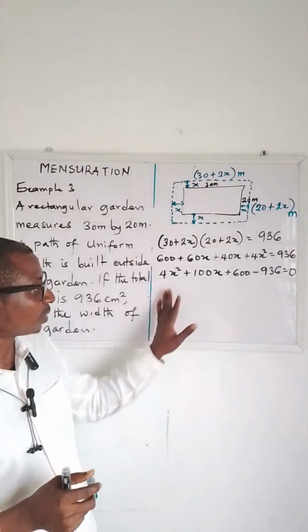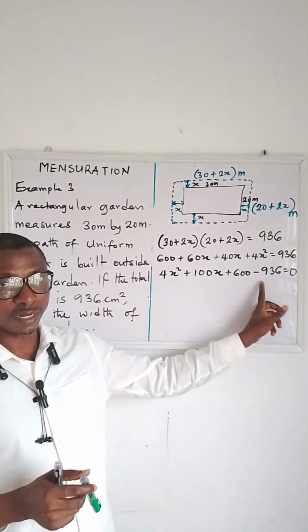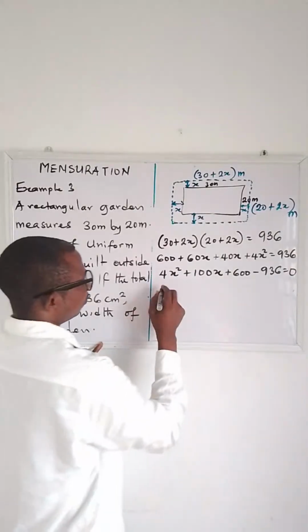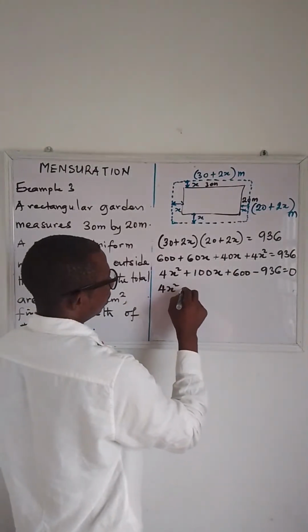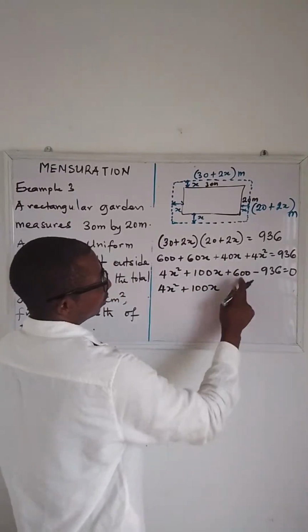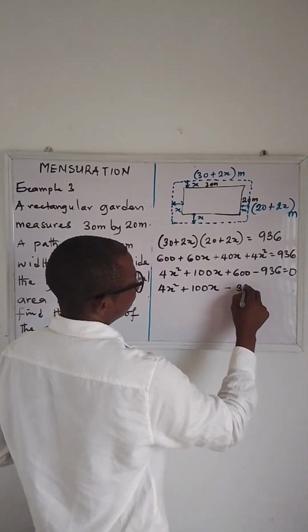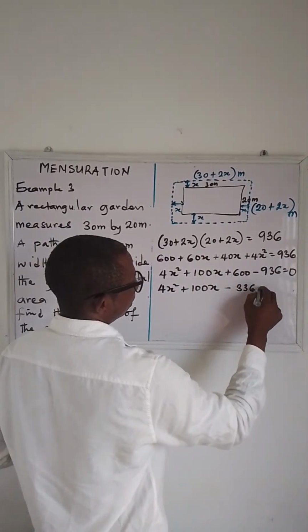All right, so now let's see. What do we do now? Let's subtract this. These are similar. So we have 4x squared plus 100x, and when you subtract, you have negative 336 equals 0.